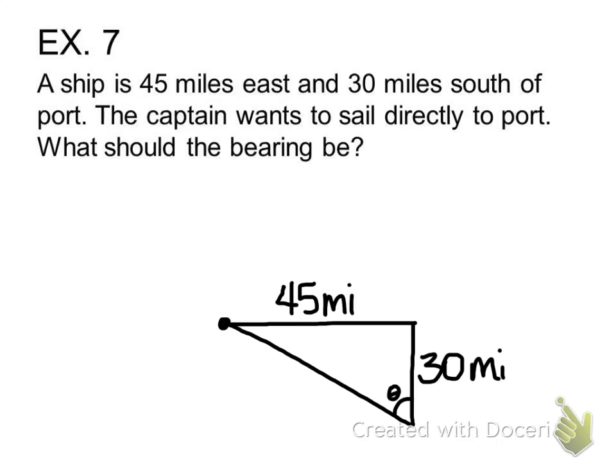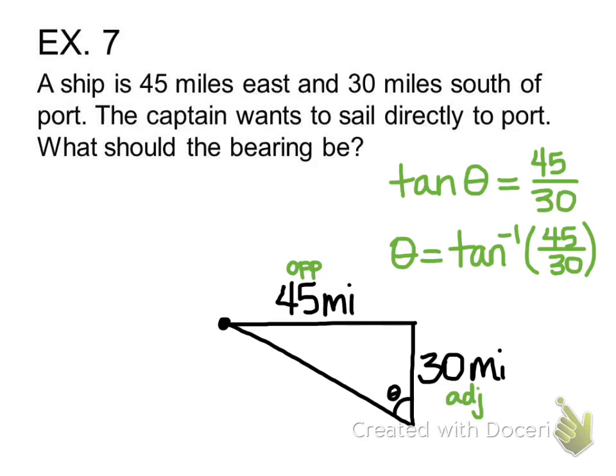So 45 miles is opposite, 30 miles is adjacent. So opposite over adjacent is tangent. So tangent of our angle is equal to 45 over 30. So again, if I'm solving for an angle, we're going to do the inverse tangent of 45 over 30. So if you type that in the calculator, second tangent 45 over 30, you're going to get 56.3 degrees.